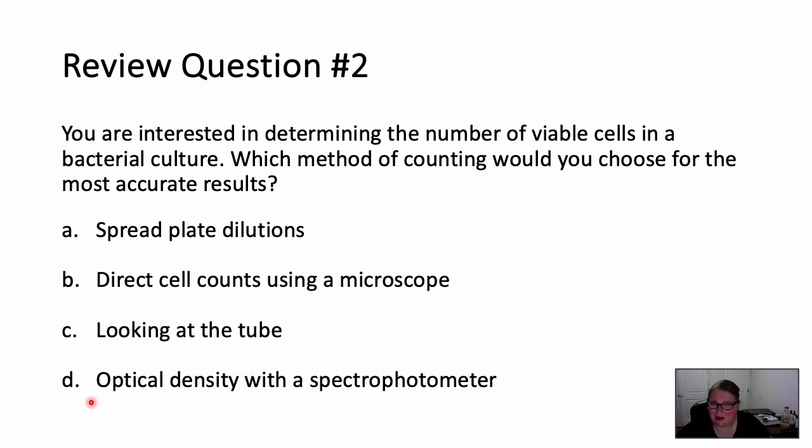And then the same with optical density, right? Because optical density judges how cloudy your sample is. It can't tell you how many living and how many dead there are. So this is an indirect way of knowing. This is a direct way, but we're counting both living and dead. And this one is the only one that really depends on viable cell growth. So that means we're only looking at viable cells. So the answer is A.